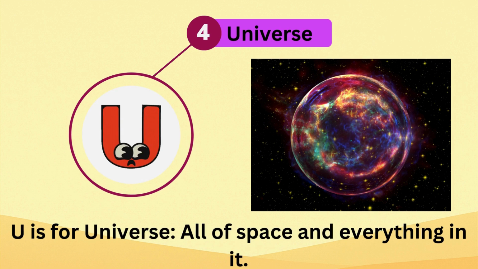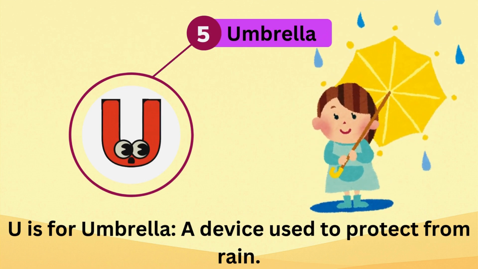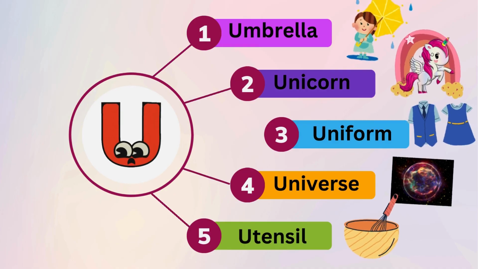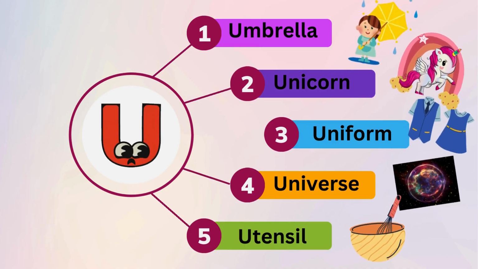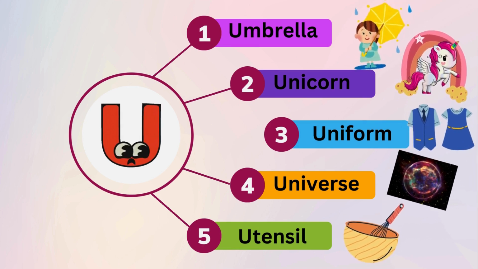U is for universe, all of space and everything in it. U is for umbrella, a device used to protect from rain. U is for umbrella, unicorn, uniform, universe, and utensil.